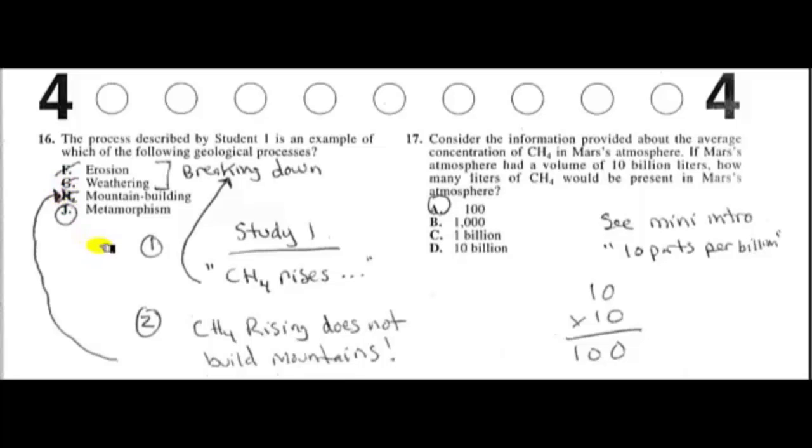We're looking for rising and we're looking for producing. H says mountain building and J says metamorphism. Which one is closer to what we're looking for? Are we building mountains or are we changing something? Let's go back up and take a look one more time.